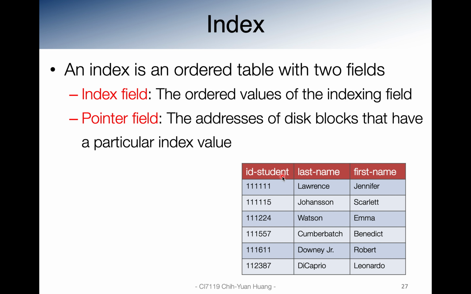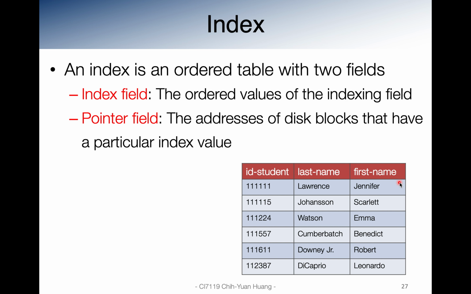But if you want to search according to the last name or the first name, because the table is not organized according to those fields, the query can only be executed with the linear search. In that case, the performance will be O(n), which is not a very good performance. So what we can do is build an index.